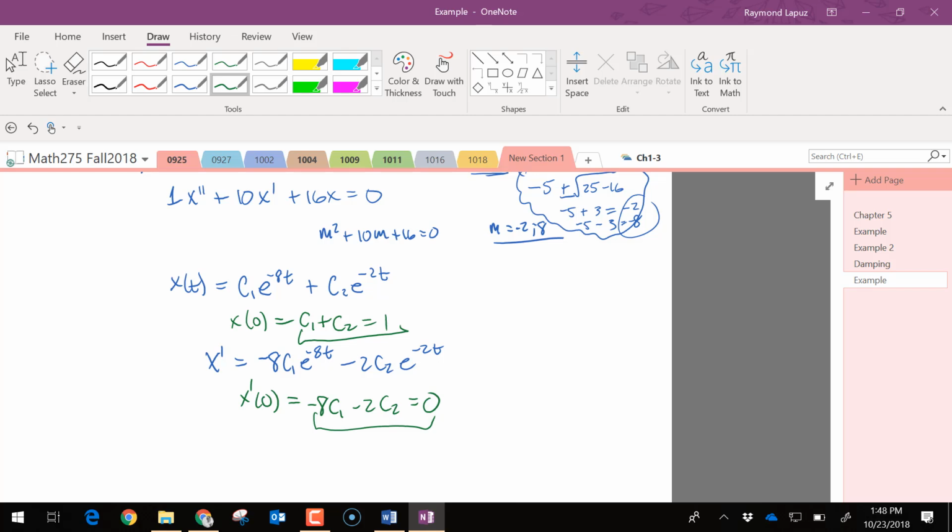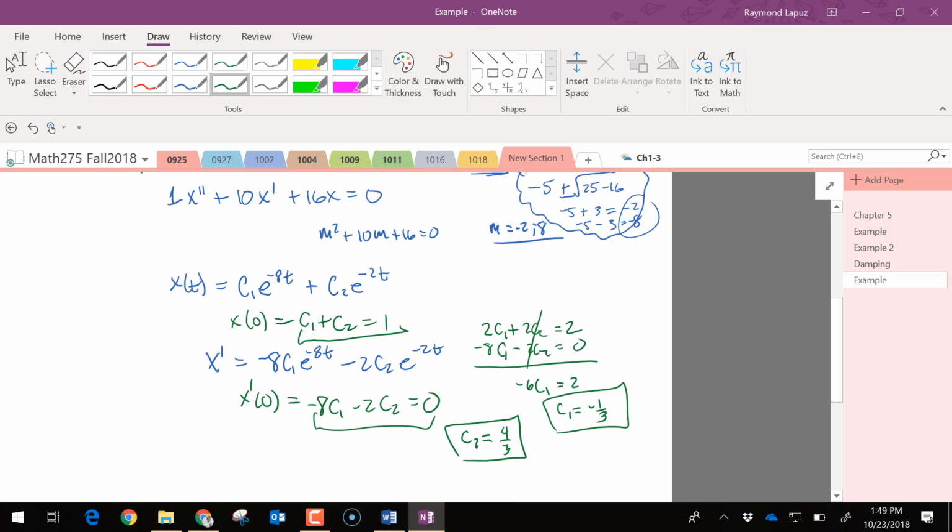I suppose we should finish it. So I would probably just multiply the first one by positive 2, I think. 2c1 plus 2c2 is equal to 2. Add that to the next one. Negative 8c1 minus 2c2 is equal to 0. And that would go away. We have negative 6c1 is equal to 2. C1 is equal to negative 1/3. And then if C1 is equal to negative 1/3, then C2 is equal to positive 4/3. And then that's your solution.